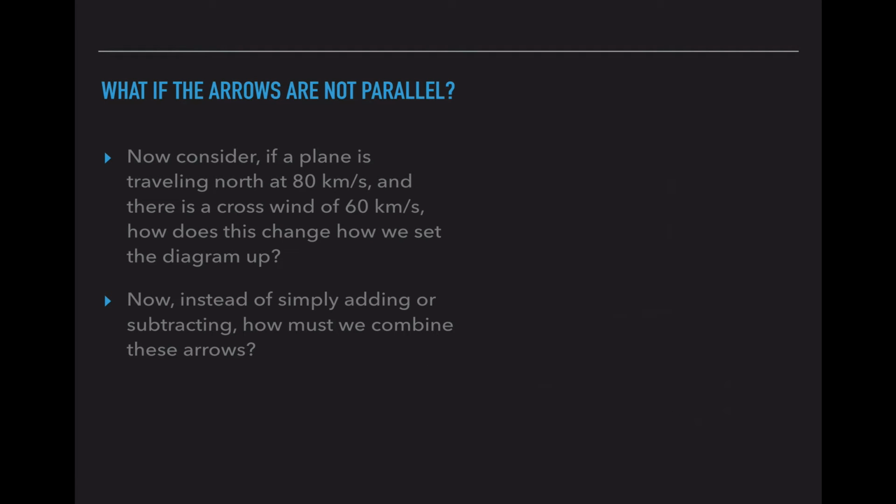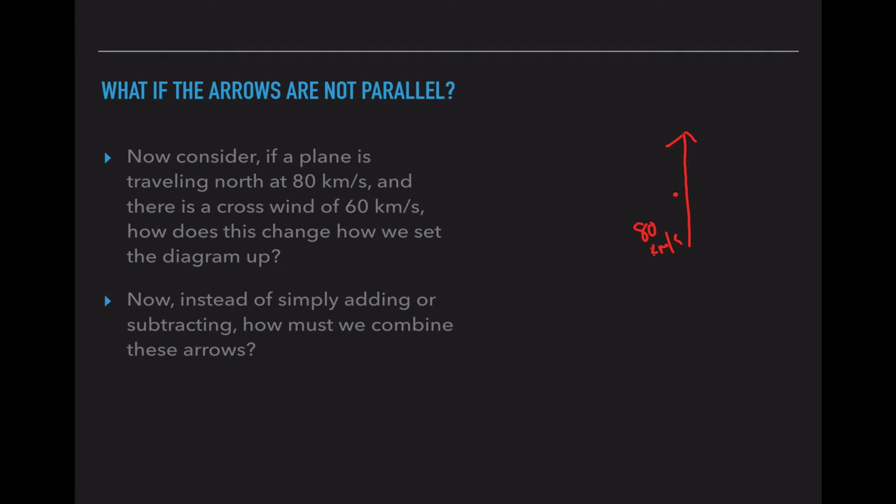So what if the arrows aren't parallel? Consider this next example. If a plane is traveling north at 80 kilometers per second, and there is a crosswind of 60 kilometers per second, how does this change how we set the diagram up? Instead of simply adding or subtracting our vectors, we have to combine them a little bit differently. Over here, I'm going to draw a diagram. We have a northward wind of 80 kilometers per second, and we have a crosswind of 60 kilometers per second.